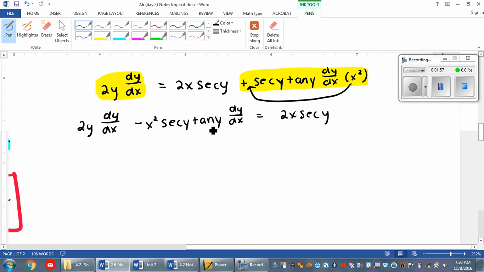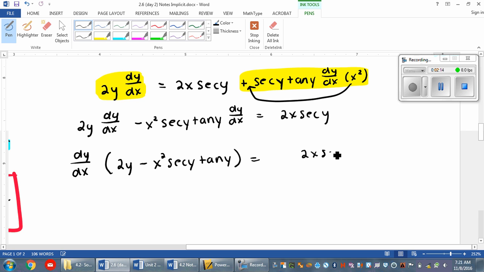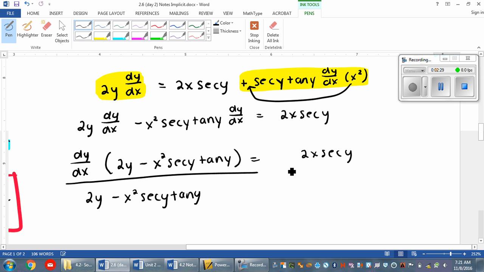Since I have two terms with dy over dx in them, to get dy over dx by itself, I'm going to factor it out. So I'm left with 2y minus x squared secant of y tangent of y. That's going to equal 2x secant of y. My very last step is to solve for dy over dx, so I'm going to divide by that whole term, which is 2y minus x squared secant of y tangent of y. Now let's check to see if we can simplify. Again, whatever we're dividing on the right must be divided on the left.